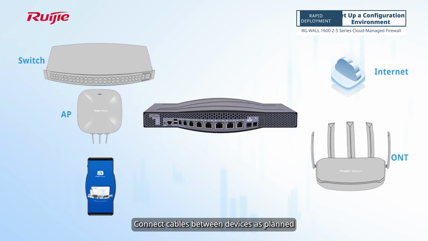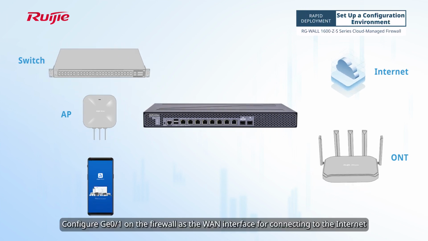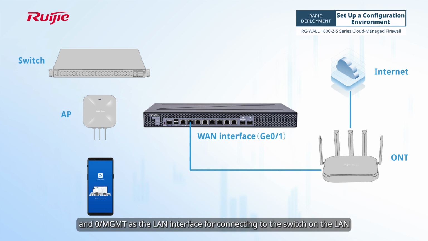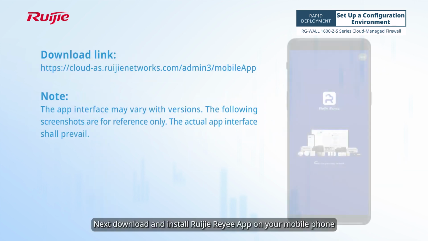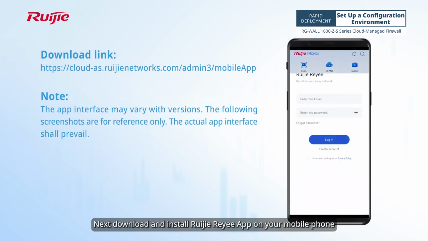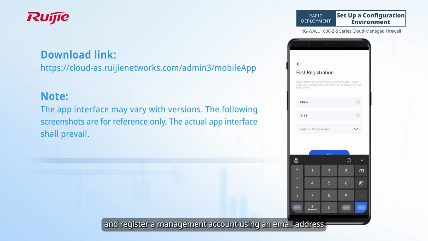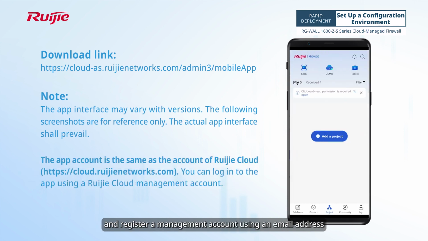Connect cables between devices as planned. Configure GU0/1 on the firewall as the WAN interface for connecting to the internet and 0/MGMT as the LAN interface for connecting to the switch on the LAN. Connect the AP to an interface on the switch. Next, download and install RGWALL app on your mobile phone and register a management account using an email address.